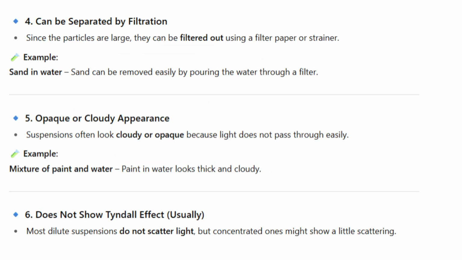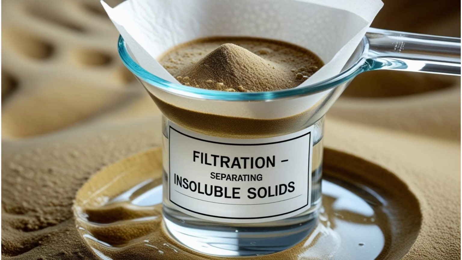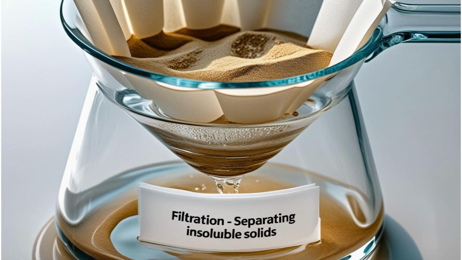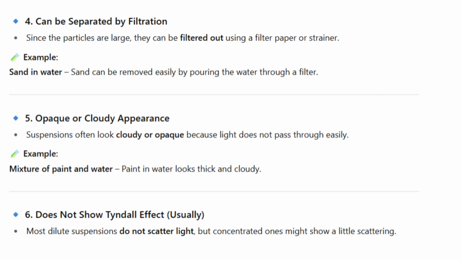4. Can be separated by filtration. Since the particles are large, they can be filtered out using a filter paper or strainer. Example: sand in water. Sand can be removed easily by pouring the water through a filter. 5. Opaque or cloudy appearance. Suspensions often look cloudy or opaque because light does not pass through easily. Example: mixture of paint and water. Paint in water looks thick and cloudy.